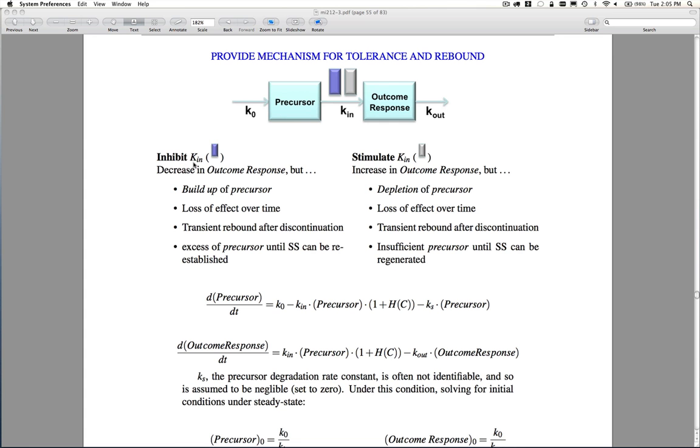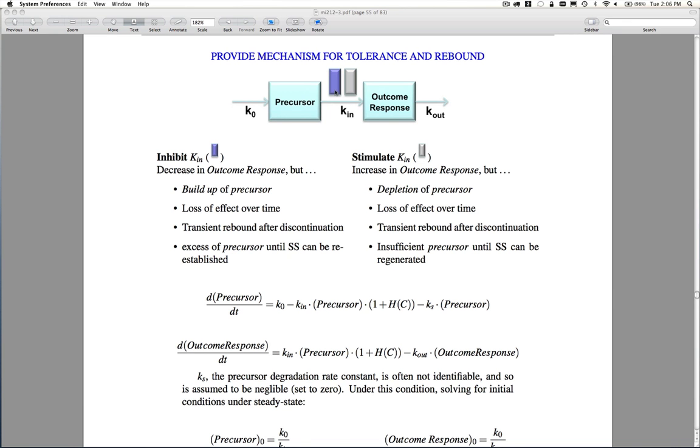So when we inhibit K in, the spot of interest in these models, or the site of action, if you will, occurs between the precursor pool and the outcome response. So we're either inhibiting this generation from the precursor pool, or we're stimulating it. When we inhibit it, we decrease the outcome response. But if you think of this, if you will, as a garden hose, if you squeeze it, there's going to be a buildup back to the precursor pool. We're going to have a buildup of that precursor pool. And because this is a first order rate constant, even though you're inhibiting this process, as you increase the amount of available substrate, you're then going to get an increase in production over time. And so that leads to this loss of effect over time.